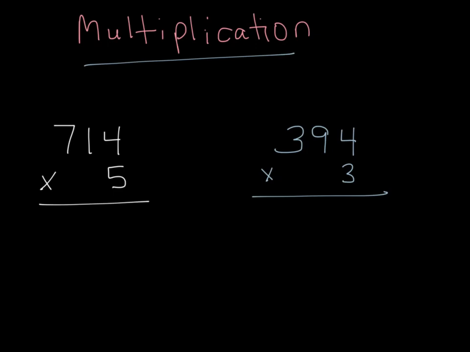Now we see what each number represents. The 4 represents just 4 and 5 represents 5. So 5 times 4 is 20. So I'm going to write 20 below. This is partial product, remember.